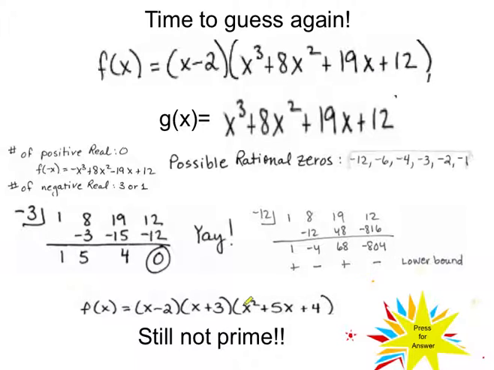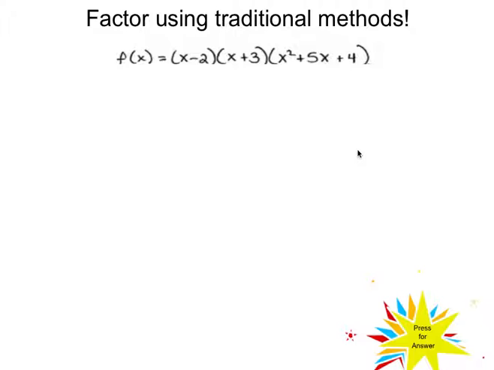Although, by the time I get to a quadratic, I should either be able to factor it or I should be able to use the quadratic formula to find the remaining zeros. So, it's still not prime. It's time to factor it again. So, when you are ready for the answer, press play again. I want you to factor the remaining quadratic.